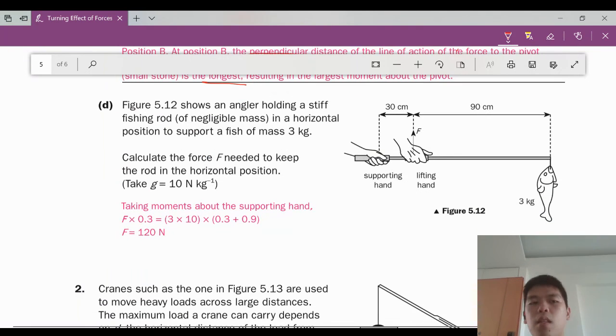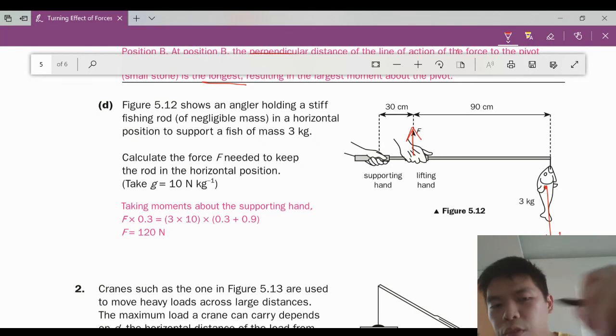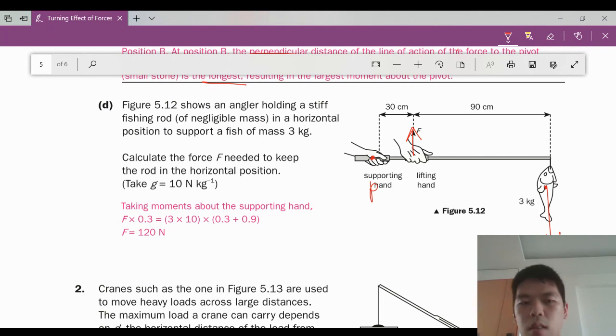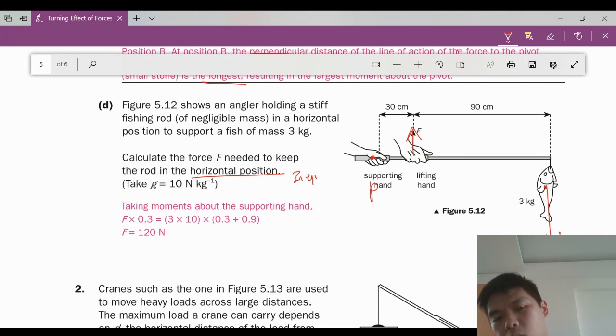Next, part D. Figure 5.12 shows an angler holding a stiff fishing rod in a horizontal position to support a fish of mass 3 kg. So your fish has a weight, and your weight is 3 times 10, which is 30 newtons. His hand here acts as a force. His supporting hand here is the pivot. Calculate the force F needed to keep the rod horizontal. That means if it is in equilibrium, how much force is F?